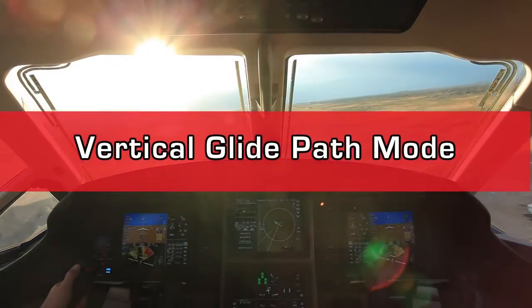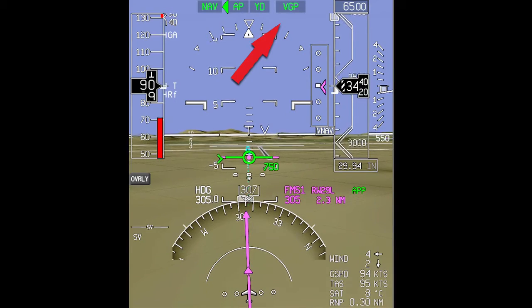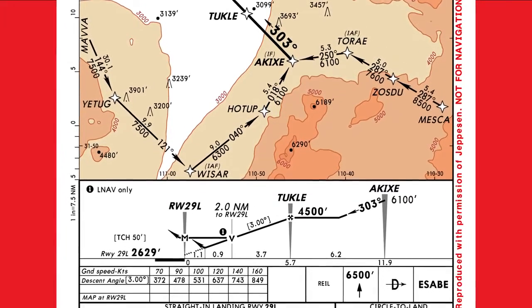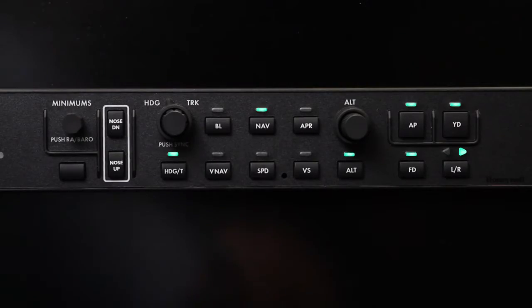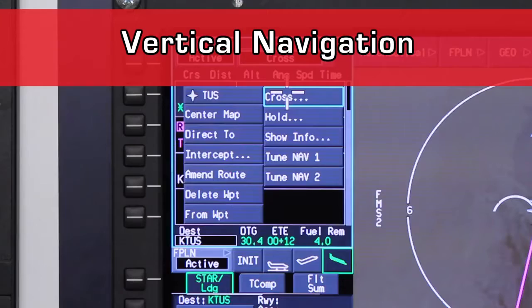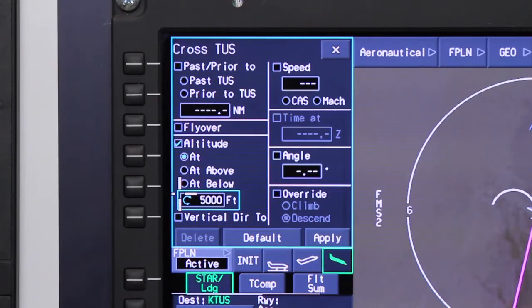VGP stands for Vertical Glide Path Mode. VGP is a VNAV submode that enables pilots to use the FMS to fly stabilized approaches. As a review, VNAV stands for Vertical Navigation and is a function that enables the flight crew to input climb or descent commands into the FMS to compute the aircraft's vertical trajectory.